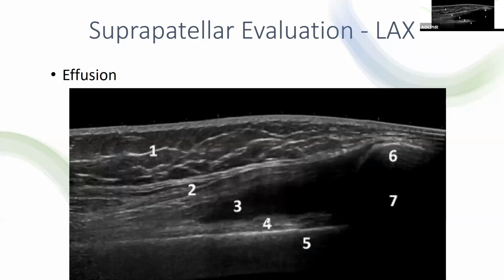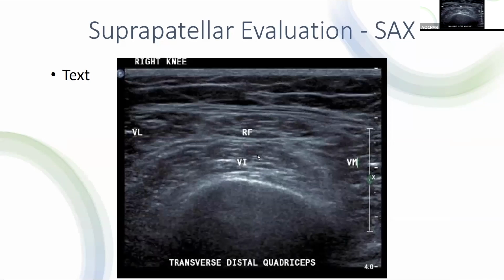Here's another, this is a much larger effusion. And here you can see, as you're moving the transducer proximally, you can see the quadriceps tendon branch out into 4 different tendons: vastus intermedius, vastus medialis, lateralis, and rectus femoris. These 4 tendons spur from the quadriceps tendon. And here's the femur.